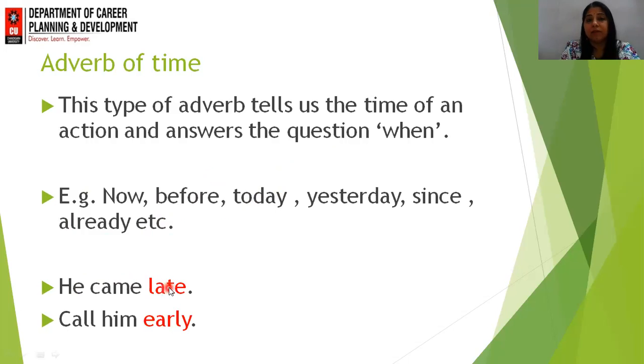He came late. So here he is what? A pronoun. Came is a verb, and when did he come? When is the adverb, that is late. Call him early. So again, early. When do I call him? Early. Then that means when. Early is the answer. That means the adverb of time.